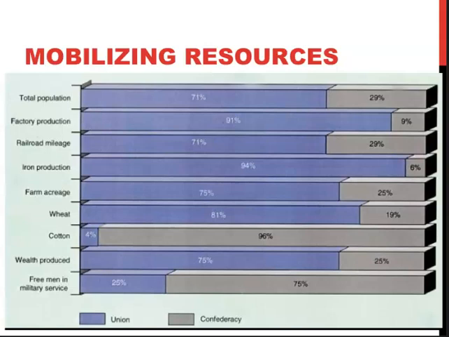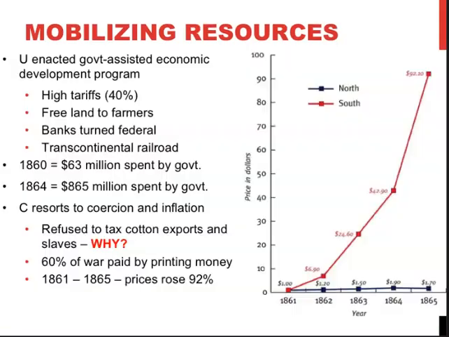By looking at all those, this war should have been quick. It should have been over. But despite the Confederates not having everything they needed, they were able to accomplish many incredible things just because of their desire, their will to survive. Now, the Union enacted a government-assisted economic development program which put high tariffs, or taxes, 40% taxes, on things being shipped in from other countries.